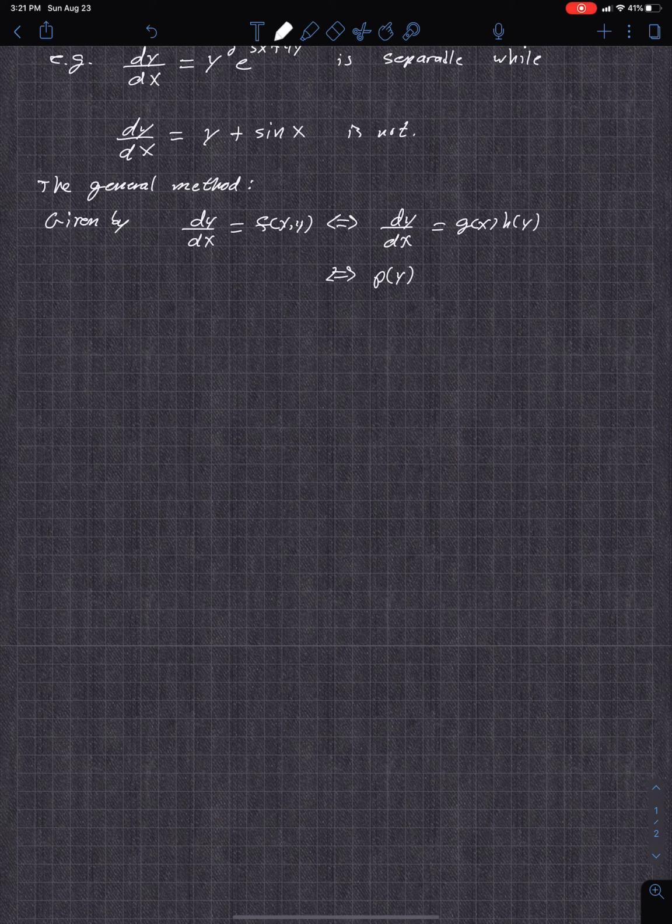So rewrite it as p of y. We just don't want to look at it as fractions or denominators. So P of y dy equal to g of x dx is the form you want. And then you integrate both sides. So you integrate P of y dy, and then you integrate g of x dx.